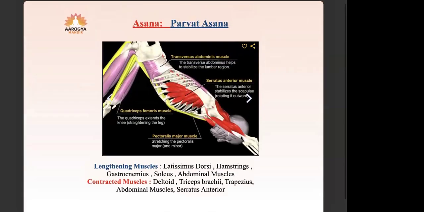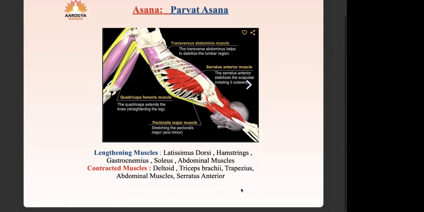Now here I have tried to show the close-up of contraction of the deltoid, triceps, and the serratus muscle, and of course the quadriceps femoris. But you can see the pectoralis major is stretched, rectus abdominis is stretched. Rectus abdominis is stretched, but transverse abdominis is contracted. So you have four abdominal muscles; among them, transverse abdominis is contracted, but rectus abdominis is stretched. Now this is one of the great understandings one has to keep while doing the Parvatasana. Let's move.